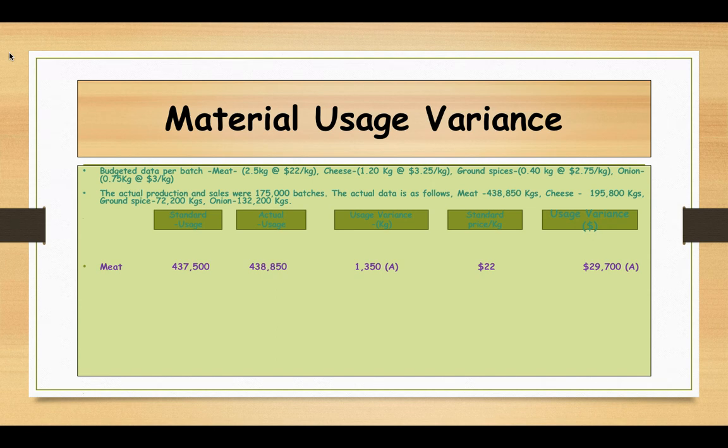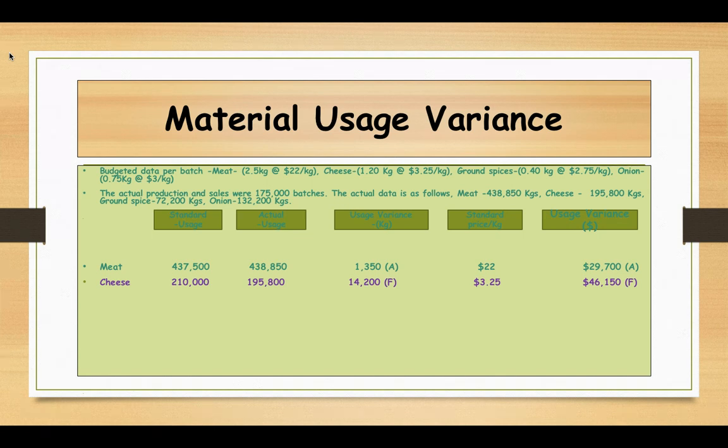We have produced 175,000 batches. So each batch, the standard says you have to use 2.5 kgs. So 175,000 batches times 2.5 kg per batch, the standard usage is 437,500. But the actual usage is 438,850. So we used more, so it's an adverse variance. So the difference is 1,350 kilograms adverse. Now the standard price per kilogram is $22. So the usage variance in dollars is $29,700 adverse. Now, before looking at my workings, you can try the usage variance for cheese.